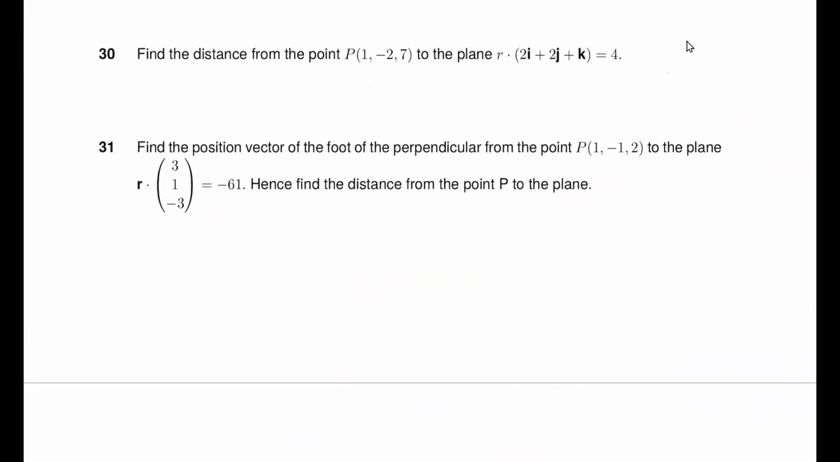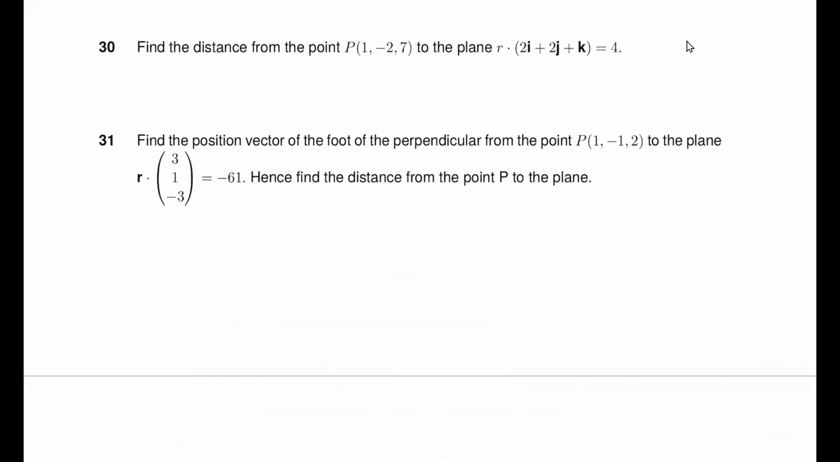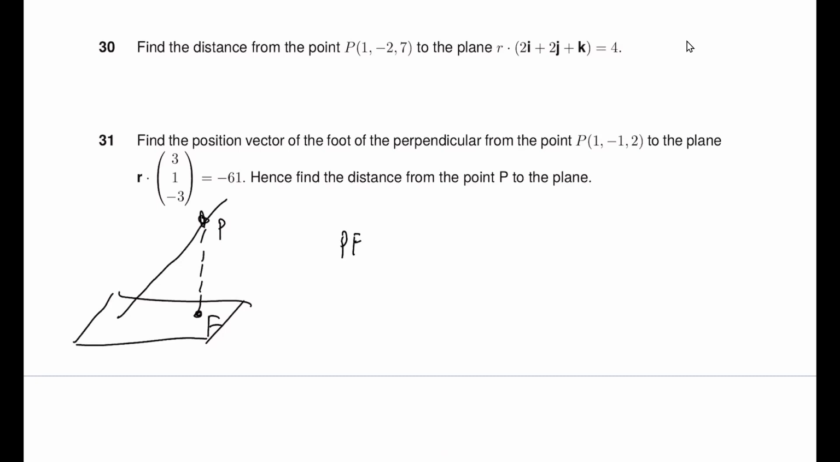Just do it, practice. 31, find the position vector of the foot of the perpendicular from the point P to the plane. How? What's the procedure? Find the PF. PF, okay. And what's missing in my diagram? The direction, the normal. Direction vector. What else? The normal. Yes, very good.